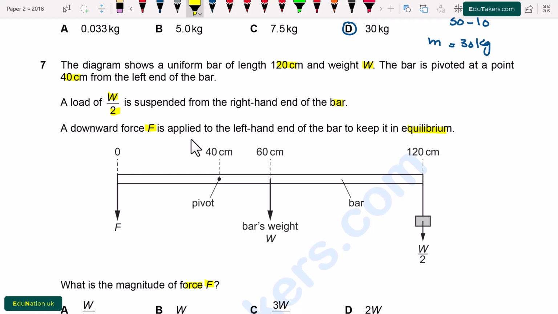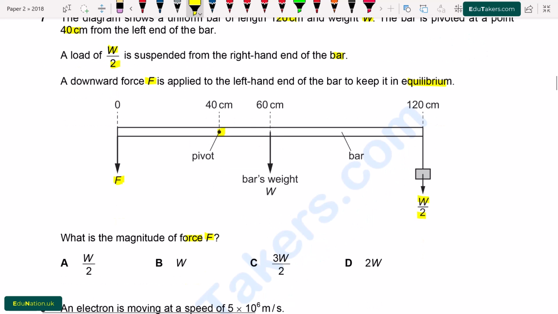So first of all, here is the pivot point and the force is acting in downward direction on the left hand side, while there is a weight W by 2 on the right hand side. We have to find out the magnitude of the force. Here I use the concept that clockwise moment will be equal to the anti-clockwise moment. Here the clockwise moments are caused by this weight and this weight, that is W by 2.